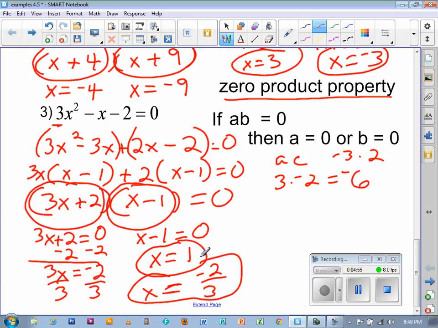So again, if you graph this on a graphing calculator, these 2 points would be the crossing points of your parabola.